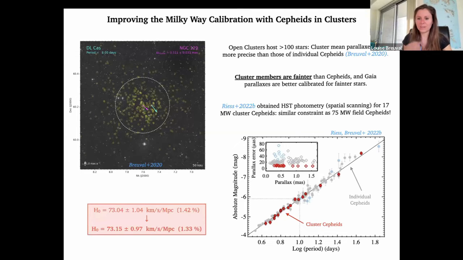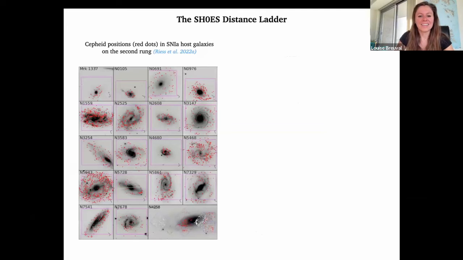Using that sample and putting it into the distance ladder, we have been able to reduce the uncertainty on H0 for the first time below 1 kilometer per second per megaparsec. I know it's a small improvement, but every improvement is good to take. So that's one method I've been working on.